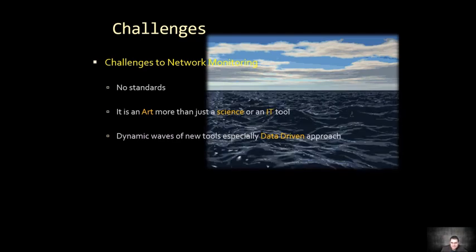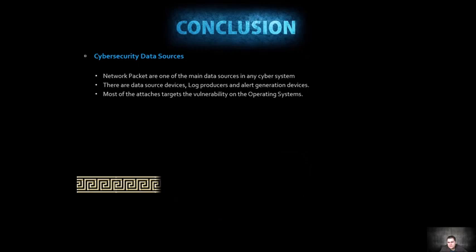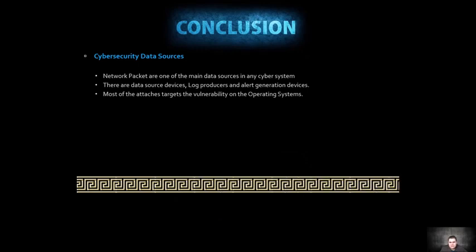sea of information. I will conclude here, and remember that network packets are often the main source of any cyber system, and there's always a data source and data collection. Remember, the vulnerability will be targeting your operating system all the time.